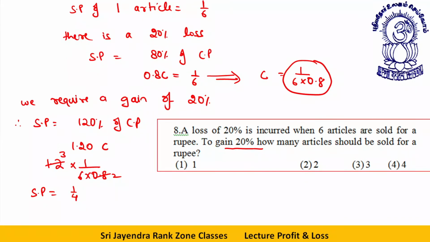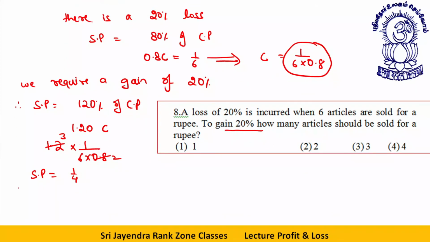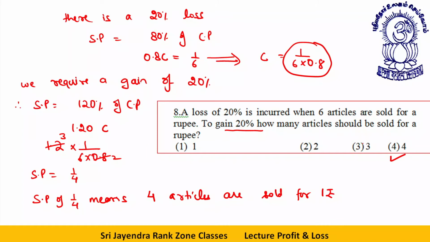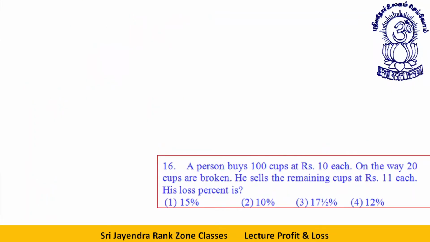Okay, 1 by 4 means SP of 1 by 4 means 4 articles are sold for 1 rupee. This is your answer. Should I move ahead? Let's move to the questions of next type now.